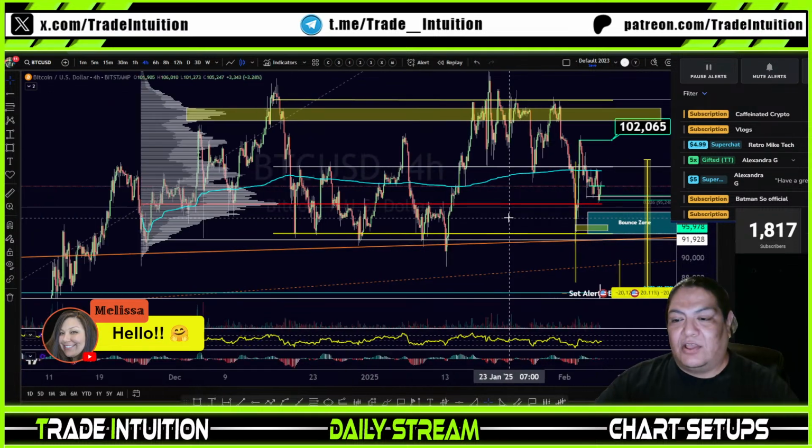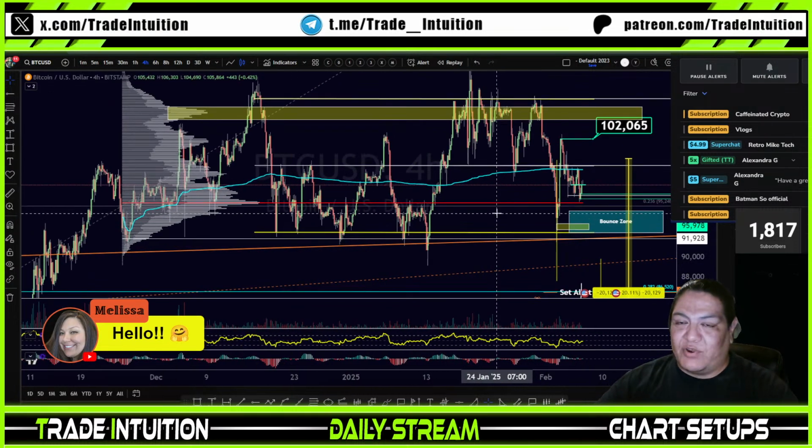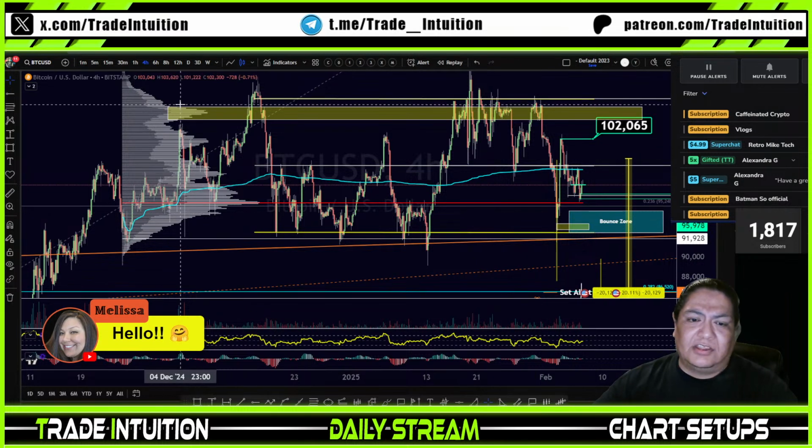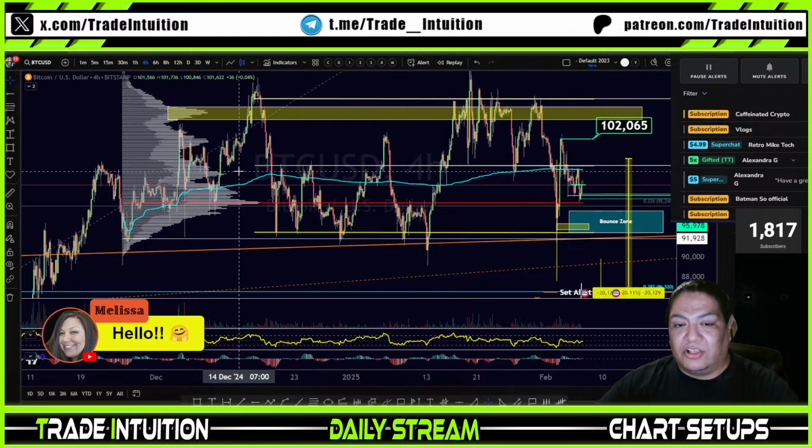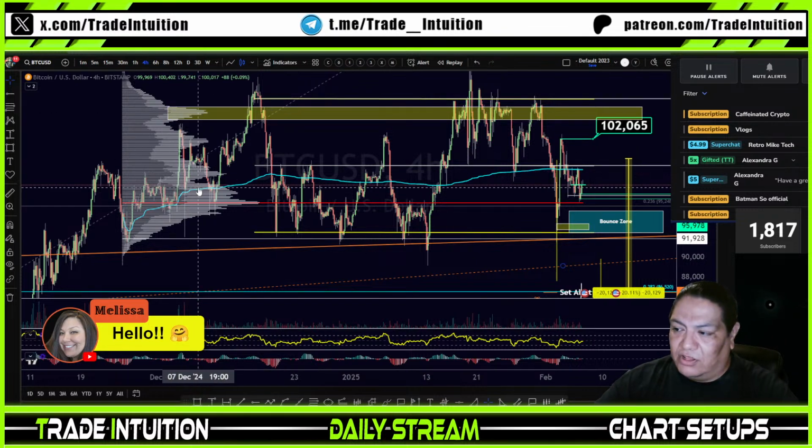All right, here we go. Now, as far as my brain goes, man, I just keep it simple. Support, resistance. Here we're looking at different levels of this volume. This is the fixed range volume profile.